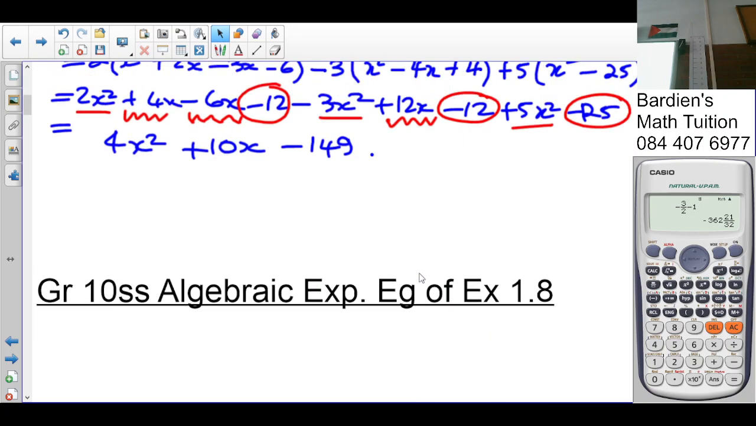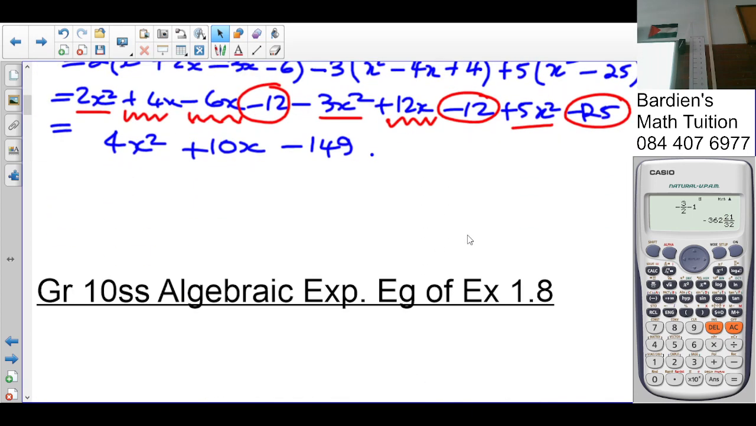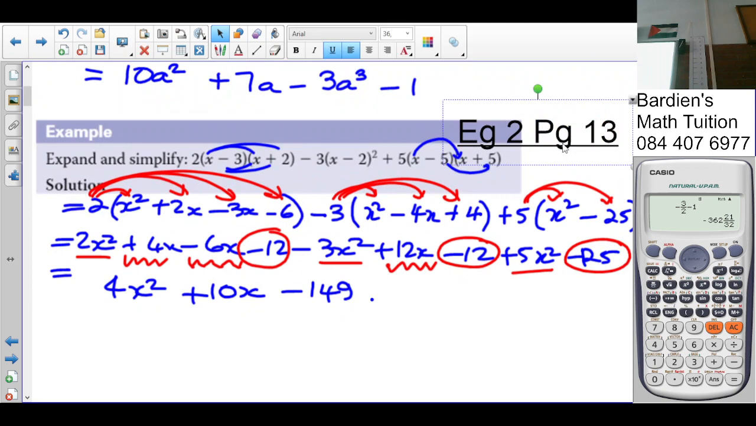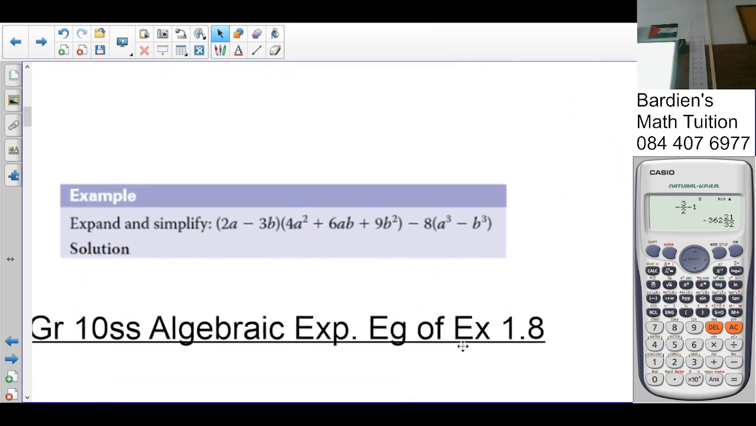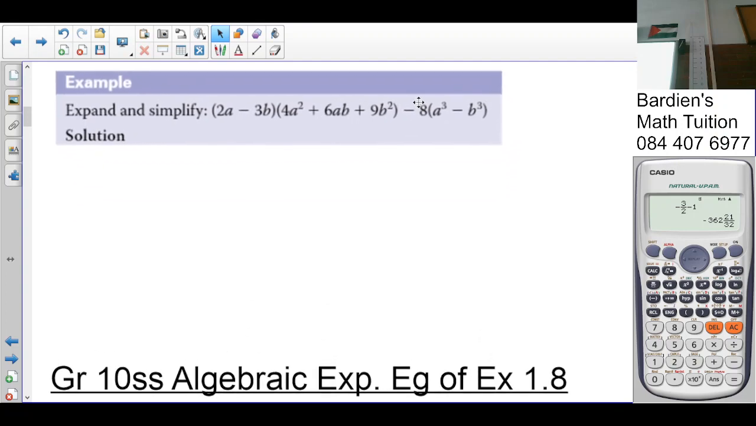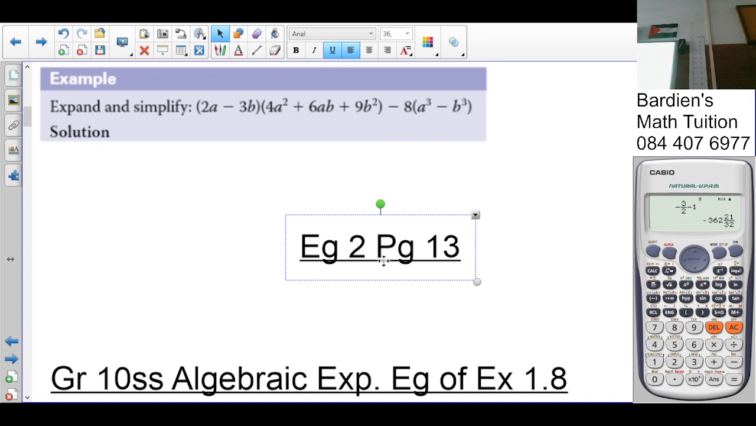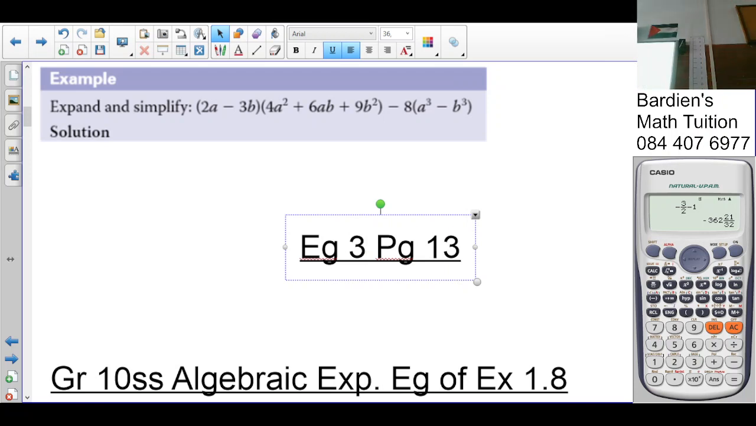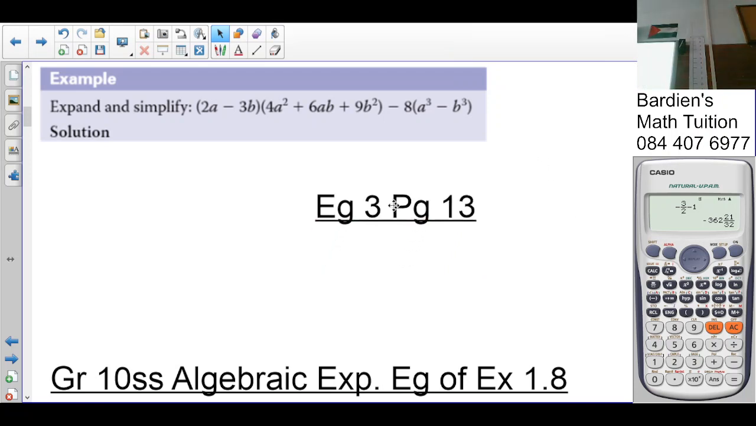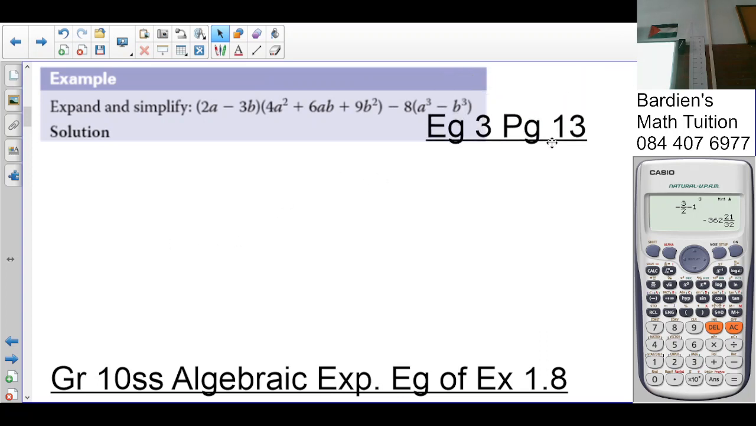Another example. You guys want to write this down? Are you good? Is it okay? Okay, let's carry on. The last one. Example 3, on page 13. Okay. Expand and simplify.